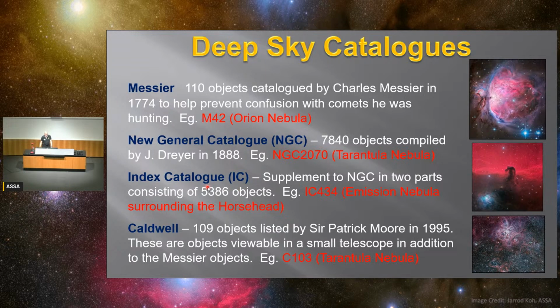Then the Caldwell Catalogue. Now, this was 109 objects listed by Sir Patrick Moore in 1995. So these are objects that he catalogued that are viewable in a small telescope in addition to the Messier objects. So especially for objects in the southern hemisphere that Charles Messier couldn't see. For example, C103 is the Tarantula Nebula, which Charles Messier wouldn't have been able to see.